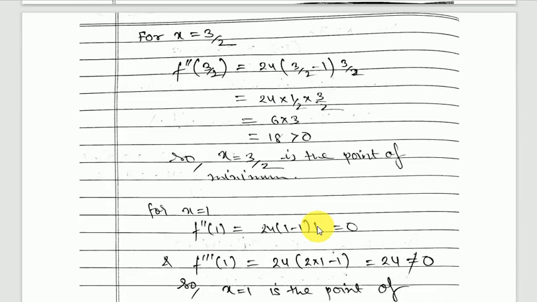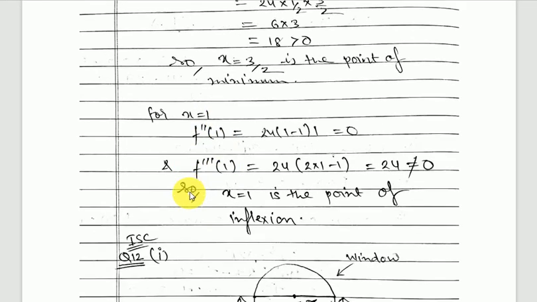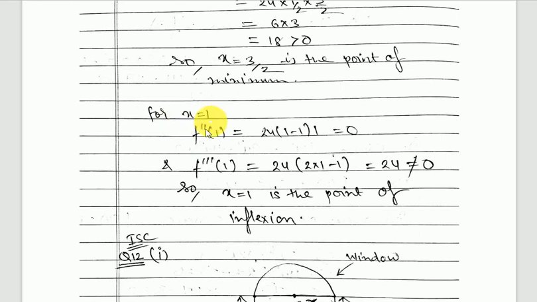But in this question, they had given one extra point also, x equal to 1. We had to show that x equal to 1 is a point of inflection for this function. So for x equal to 1, firstly we will check the value of the second derivative. The second derivative for x equal to 1 is coming 0. Then we'll check the value of the third derivative for x equal to 1. The third derivative is coming 24, which is not equal to 0. So x equal to 1 is also a point of inflection. So this question is done.